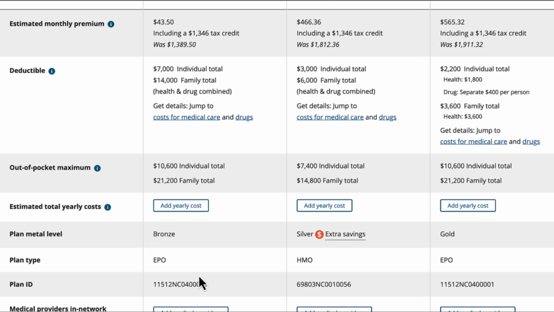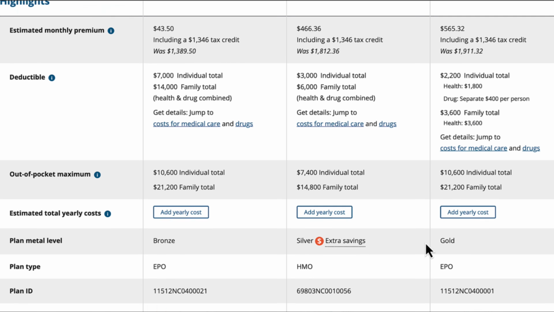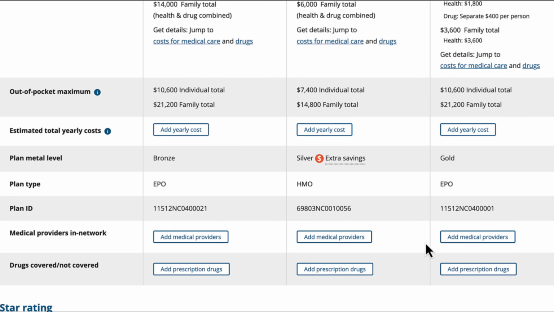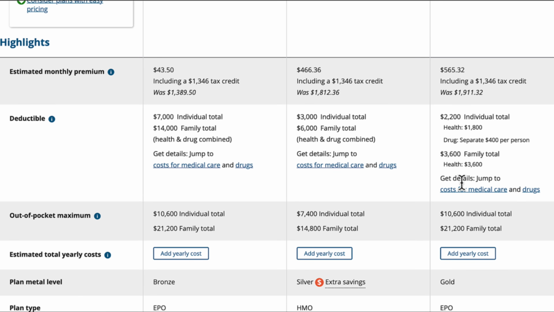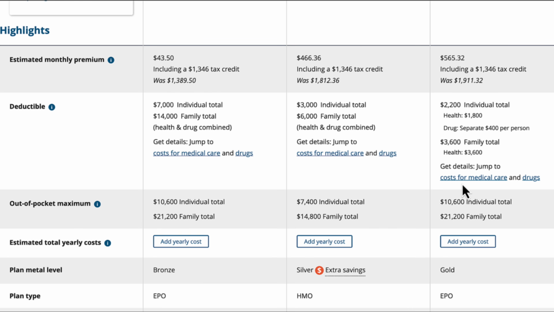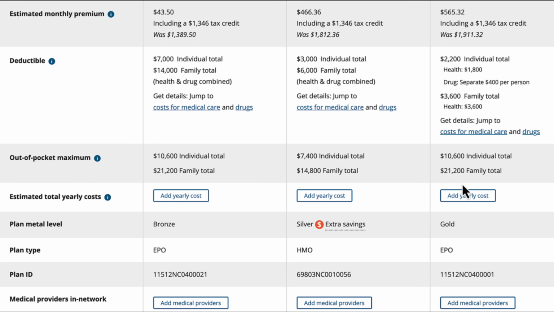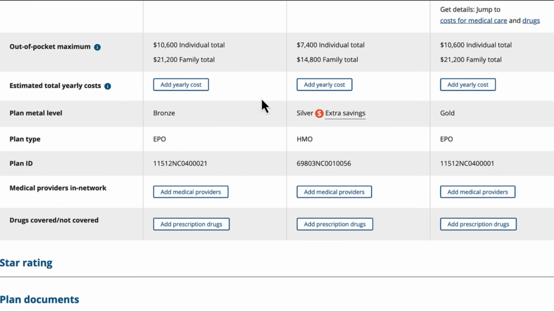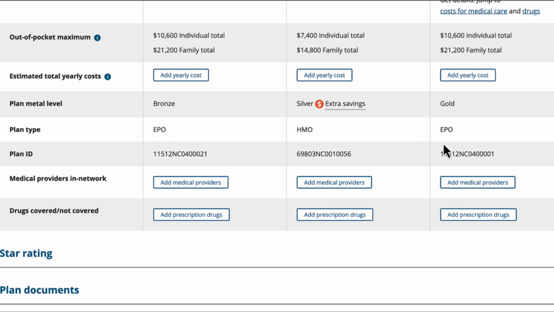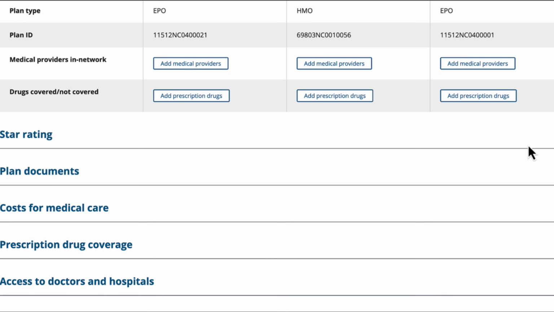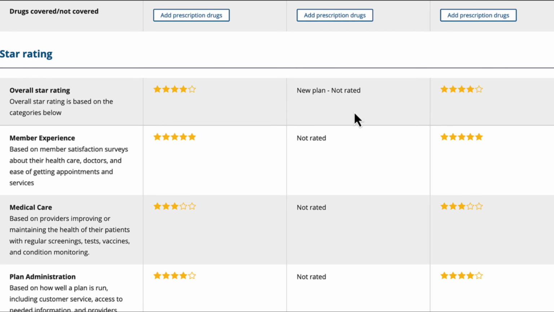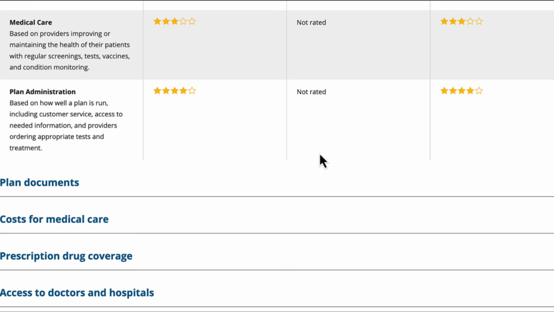So here we have an EPO, an HMO, and another EPO. I didn't select a PPO, unfortunately, but if we were to have selected a PPO, we would see that there was a deductible and an out-of-pocket maximum for in-network and out-of-network services. Two separate deductibles and out-of-pocket maximums. Bronze plan, silver plan, gold plan. We would also see our medications if I'd put that there. Star rating, sure, you can look up the star rating. This seems to be a newer plan, so it hasn't been rated yet.